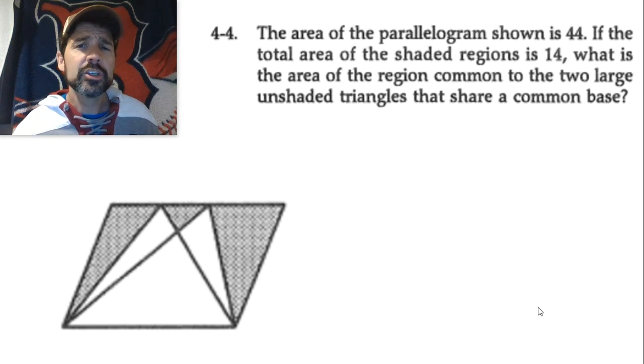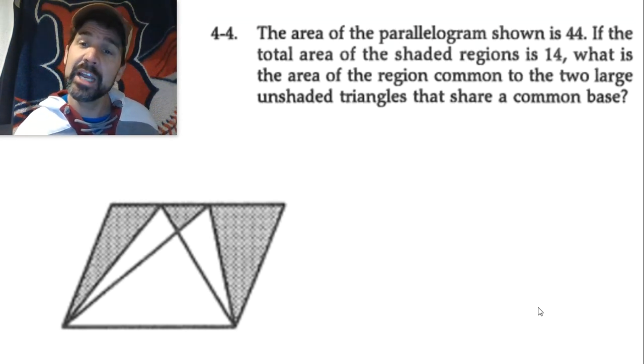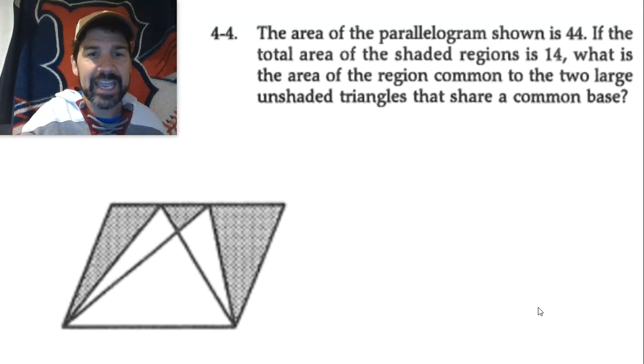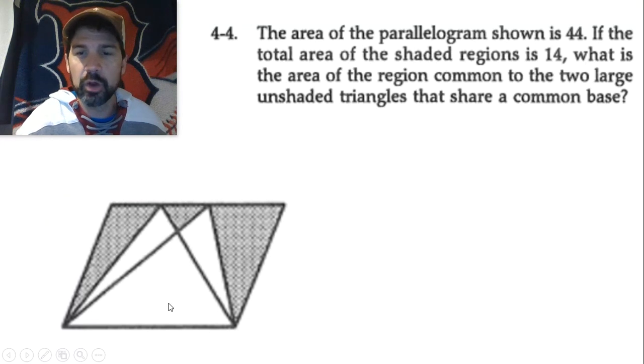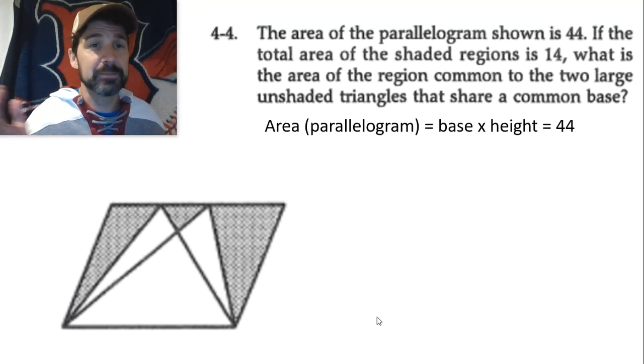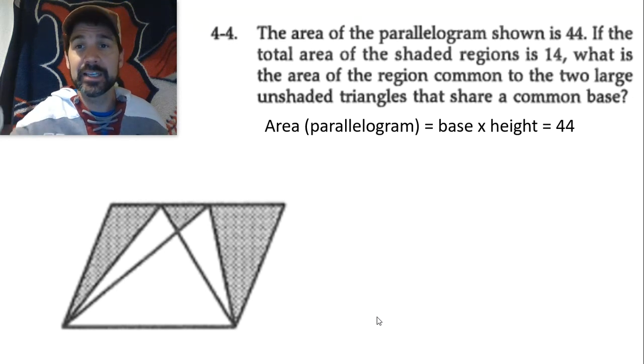Number 4. The total area of this parallelogram shown is 44, and the shaded area is 14. What is the region, the triangle that they have in common right here? So let's recall some geometry. Area of a parallelogram is base times height. In this case, they tell us it's 44. That's the area of the parallelogram.